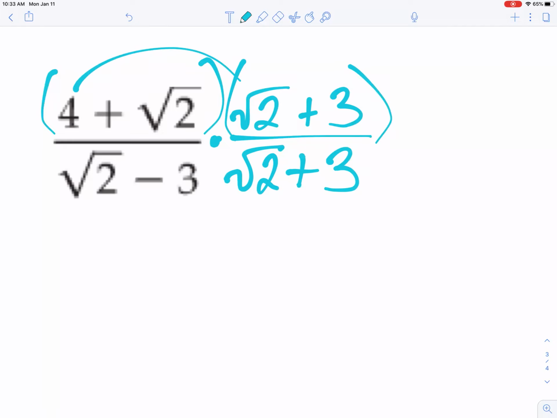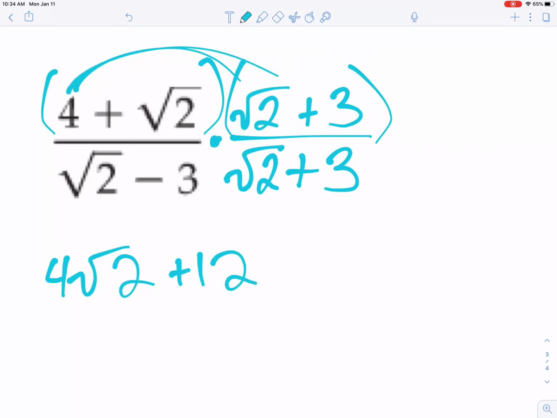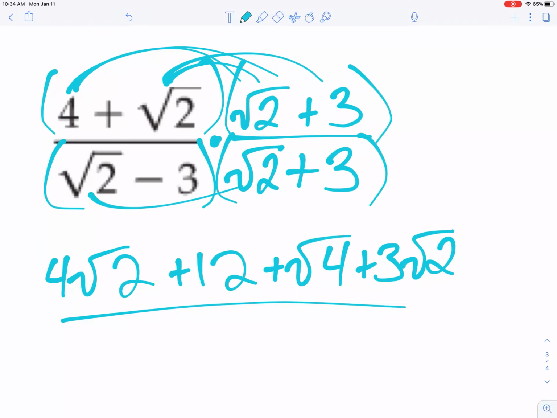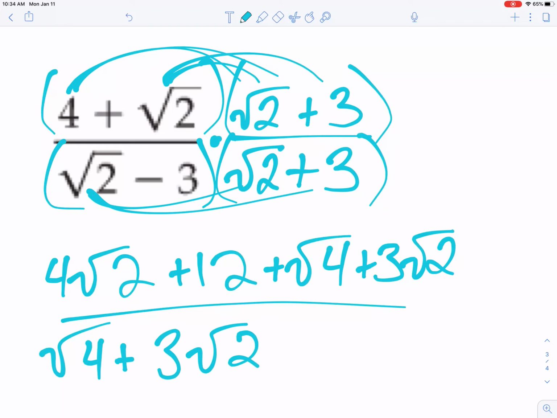All right, 4 times root 2 is just 4 root 2. 4 times 3 is 12. Root 2 times root 2 is root 4. And root 2 times 3 is 3 root 2. Now do the bottom. FOIL. Root 2 times root 2 is root 4. Root 2 times 3 is 3 root 2. Negative 3 times root 2 is negative 3 root 2. And negative 3 times 3 is negative 9.